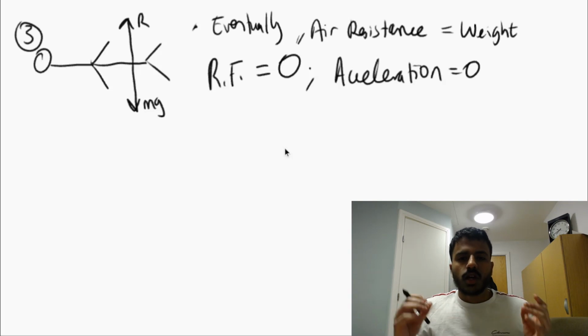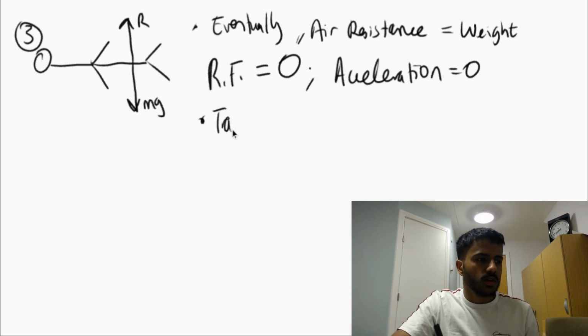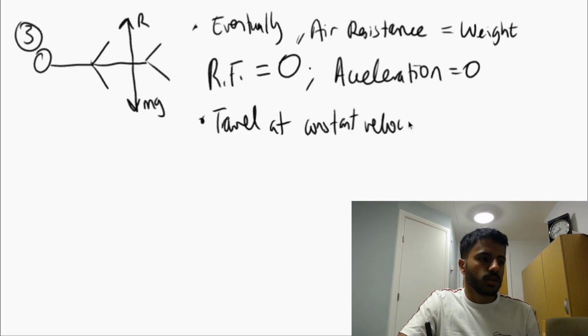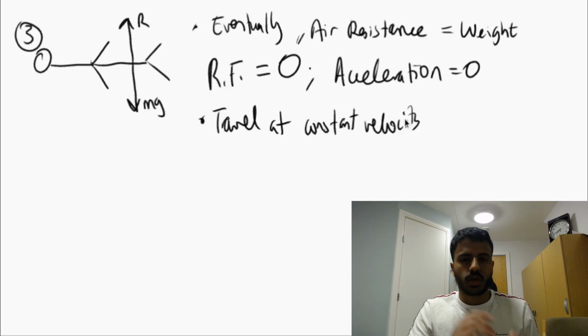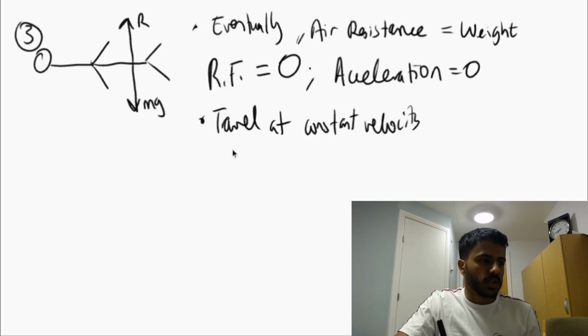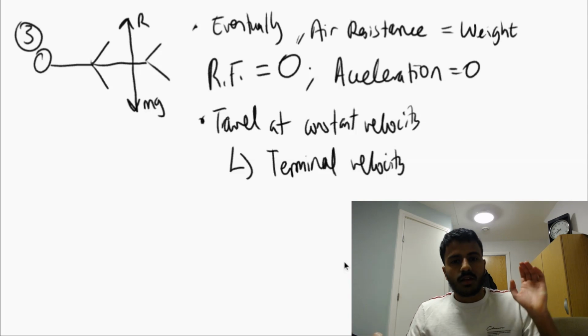So if the acceleration is zero and the resultant force is zero, that means that the skydiver or the body is not going to be accelerating, and therefore it will travel at constant velocity. And because it's traveling at a constant velocity, the magnitude of that air resistance force is not going to change. So therefore it's going to keep at this constant velocity until something happens, like until another event or until it hits the ground. So we call this velocity the terminal velocity. If nothing else happens, then the skydiver is going to hit the ground at this terminal velocity.